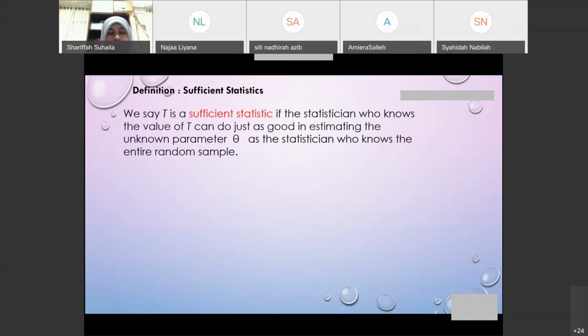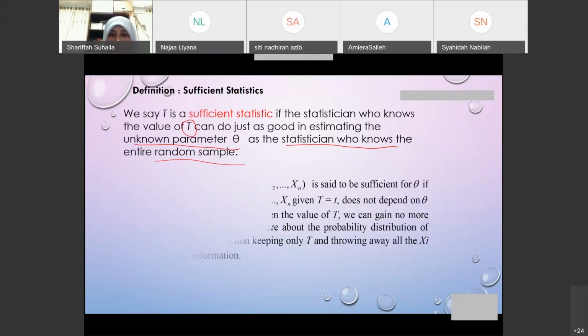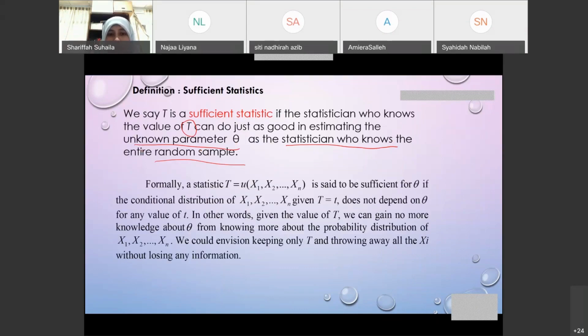We have a detailed definition. We say T is a sufficient statistic if the statistician who knows the value of T can do just as good a job in estimating the unknown parameter theta as the statistician who knows the entire random sample. If we know x bar, it is the same as if the other statistician lists all the observations. That is what it means.